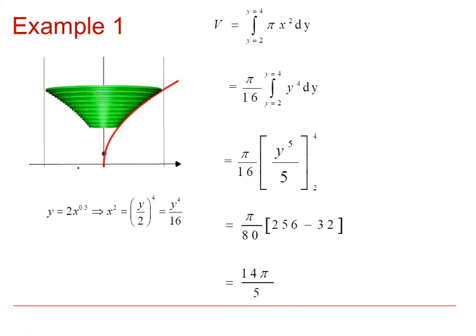So here we have a clearer illustration of what's happening, and the really important part of this process is to make sure you've got a correct version of x squared ready to sub into your formula. V is the integral of pi x squared dy. That's the really important step. And don't forget your limits are y going from 2 to 4.